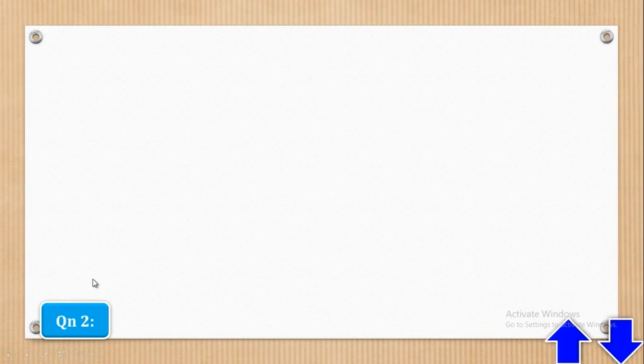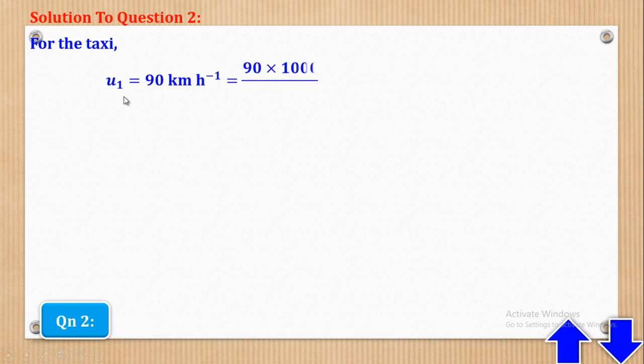So for the taxi, we shall first convert the kilometers per hour to meters per second. Remember, to change 90 kilometers per hour to meters per second, you convert the kilometers to meters by multiplying by 1,000, and change the per hour to per second by dividing by 3,600.